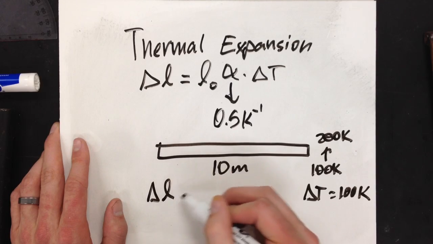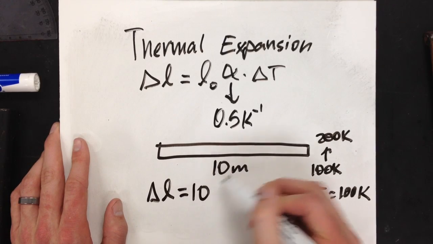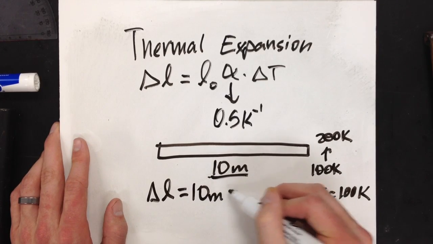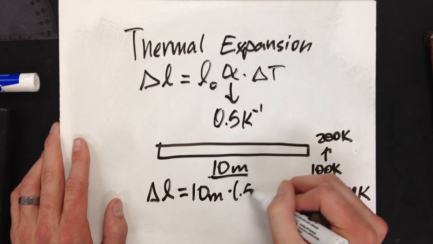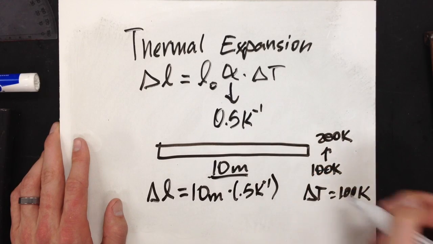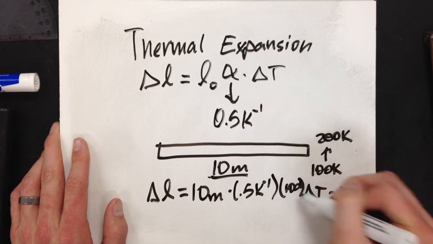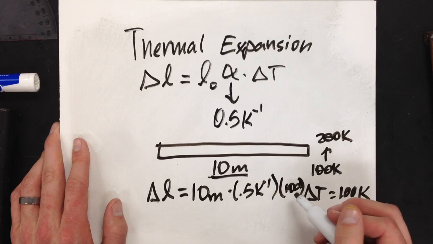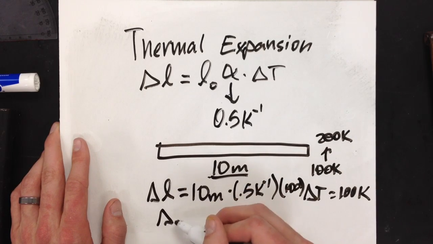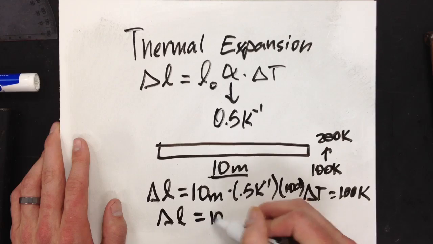So delta L, or the change in length, would be 10, my original length, times my alpha, which is 0.5 Kelvin to the negative 1, times delta T, which would be 100. So half of 100 is 50. 50 times 10 is 500. Delta L would then be 500 meters.